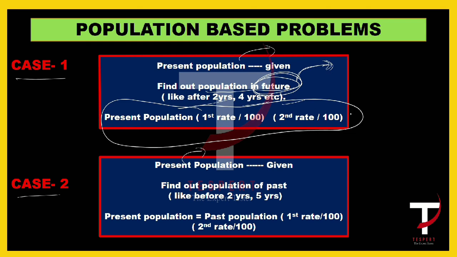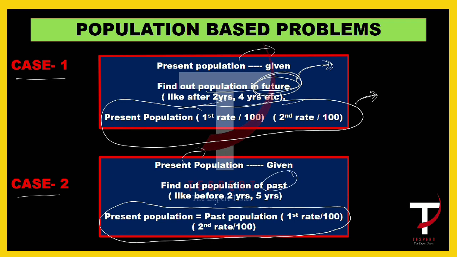We will get back to this formula. Generally, I don't love to solve any problem by using formulas. As far as possible, don't use formulas and shortcuts. Go through concept based. We will solve in a much quicker way if we understand the whole concept. So we'll get back to this formula after starting some questions. In case 2, we are asked to find out the population of the past, not the future.